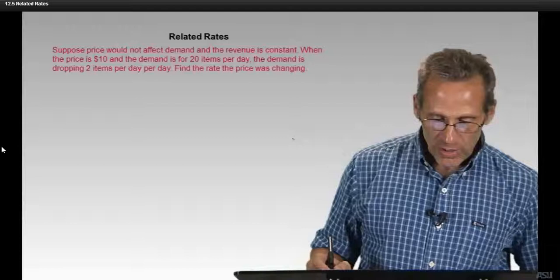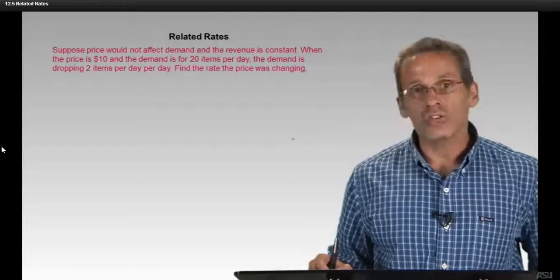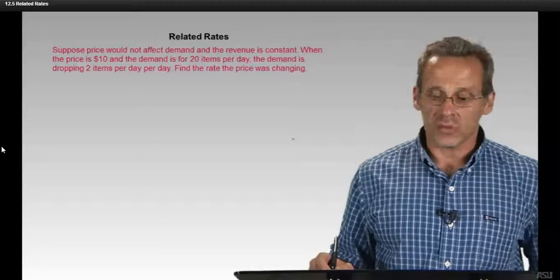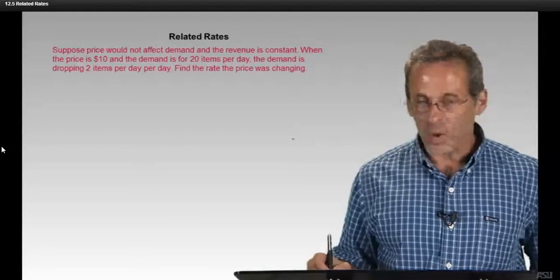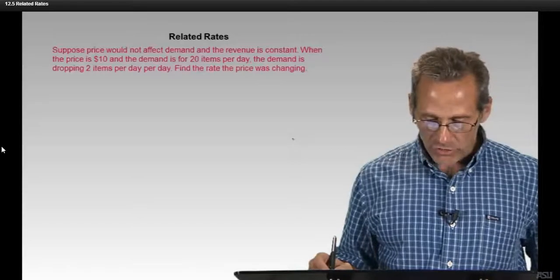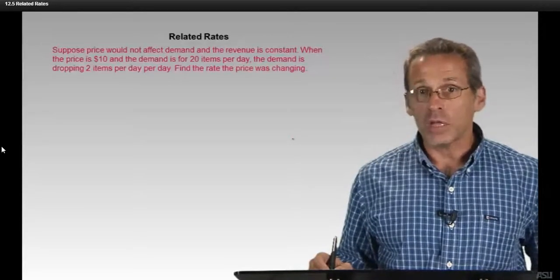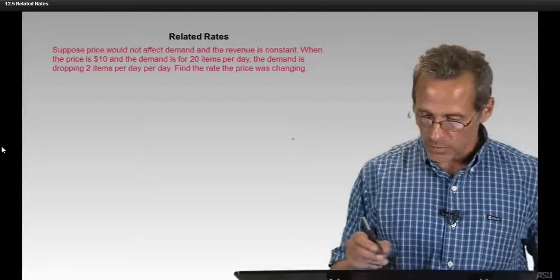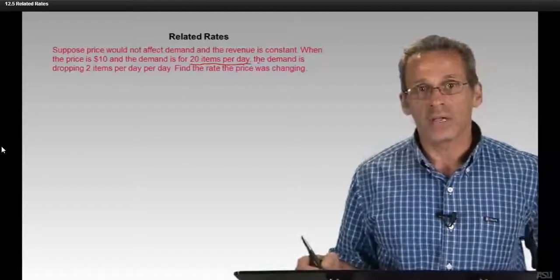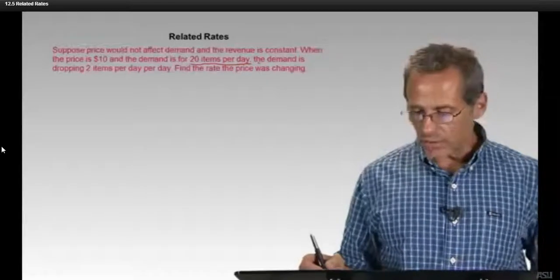The third scenario says suppose price would not affect demand and the revenue is constant. When the price is set at $10 and we're demanding 20 items per day, the demand is dropping 2 items per day each day. 2 items per day, if you will. A change of the demand, which is 20 items per day, each day. We're looking for the rate at which the price was changing.